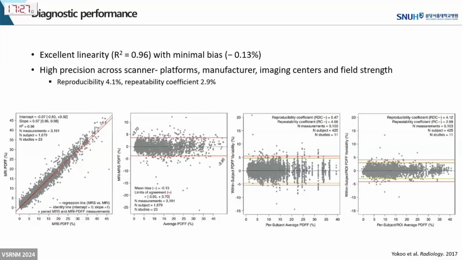In terms of diagnostic performance, as we all know, MRI PDFF has a nearly perfect diagnostic accuracy for detecting hepatic steatosis. It can also well differentiate mild or lesser hepatic steatosis and moderate or greater hepatic steatosis. Linearity was excellent with minimal bias, and MRI PDFF has been reported to have a high precision across scanner platforms, manufacturers, imaging centers, and field strengths.